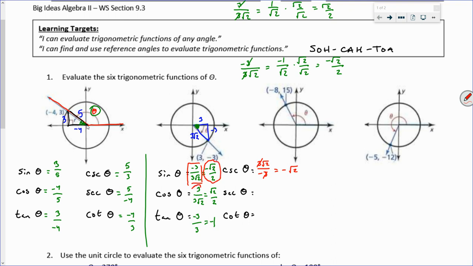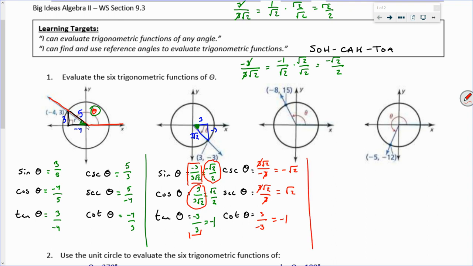So now I'm looking at this one for cosine, that's adjacent over hypotenuse. So if I flip it, and then cancel the 3's, I got root 2. And then if I flip the tangent definition, opposite over adjacent, to adjacent over opposite, I still get -1.